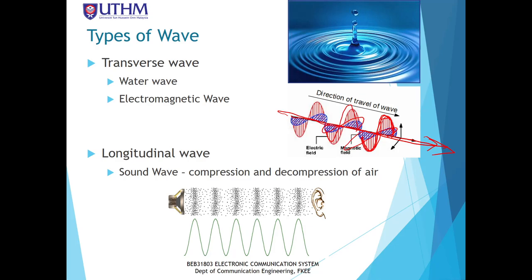Dalam case ini kita akan lihat bahawa electromagnetic wave ini dia punya arah perambatan gelombang itu pada arah yang berbeza dengan arah oscillation. Oscillation adalah pergerakan gelombang tersebut. We will learn more about electromagnetic waves. Similar with the water wave, it also produces the same characteristics. Other than transverse waves, we have the longitudinal wave, which is related to the sound wave.